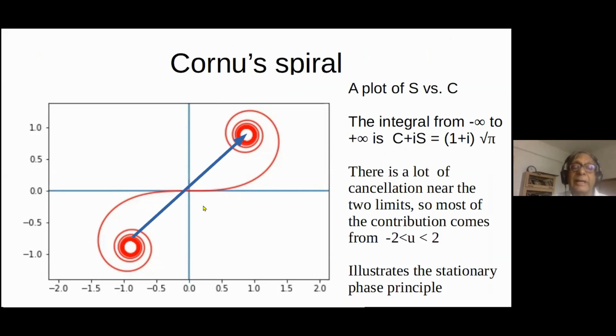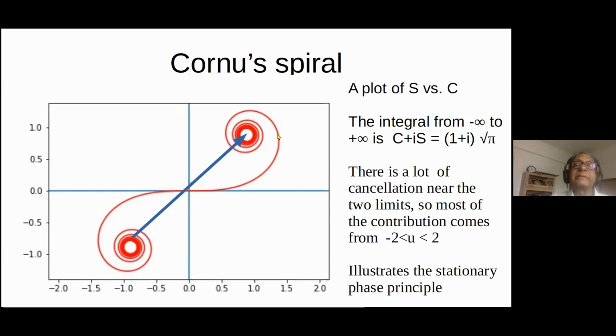So e to the i u squared by 2. If u is 0, it's 1. Of course it gets multiplied by delta u, because you're approximating. So draw a small vector of length delta u, which is the complex number 1. Then as u squared keeps increasing, the phase of this complex number keeps increasing. For example, at this point, u squared by 2 is equal to pi by 2. So u is the square root of pi, about 1.77.